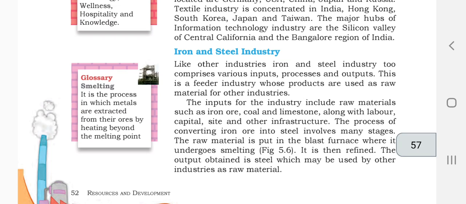Iron and steel industries, like other industries, comprise various inputs, processes, and outputs. We saw in the previous topic that this is a feeder industry, whose products are used as raw materials for other industries. Iron and steel companies just make iron and steel. Then this is given to another company where they make products like cars or machines from iron and steel. So that is the raw material for other companies.